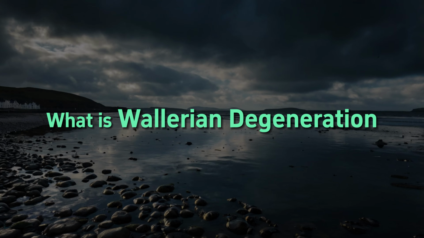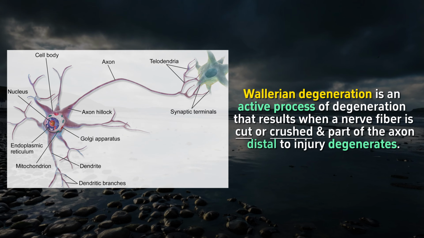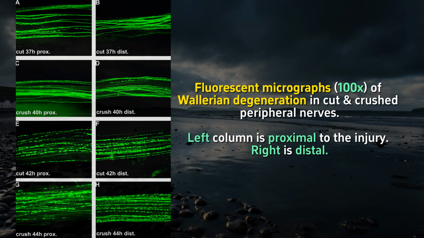What is Wallerian degeneration? Wallerian degeneration is an active process of degeneration that results when a nerve fiber is cut or crushed and the part of the axon distal to the injury degenerates. Fluorescent micrographs of Wallerian degeneration in cut and crushed peripheral nerves. Left column is proximal to the injury, right column is distal to the injury.